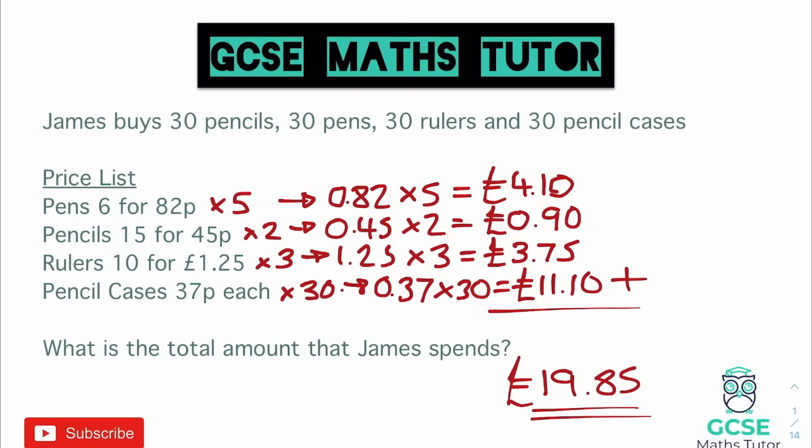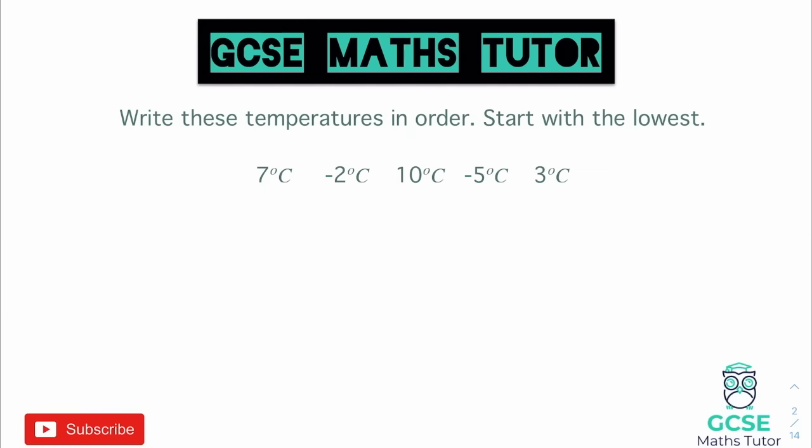And there we go, there's our first question. Okay, so writing these temperatures in order of size. Now we've got negative numbers involved in here as well, so we're looking at ordering integers, and we're looking at negative numbers. So we're going to start with the biggest negative, and that is the -5.